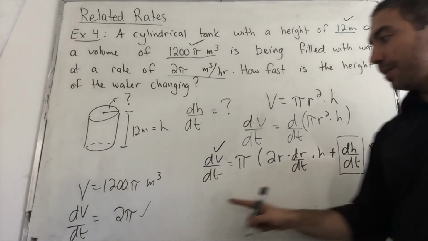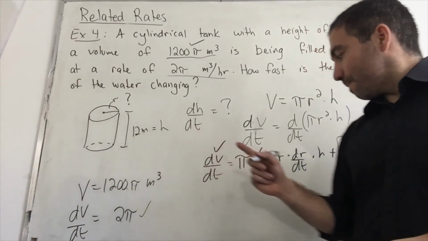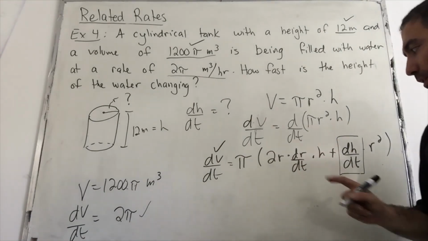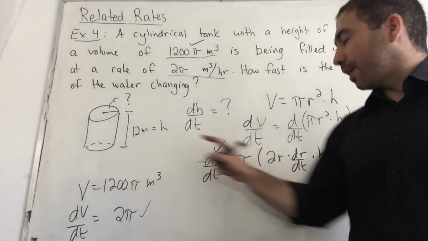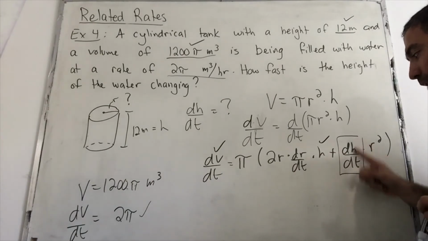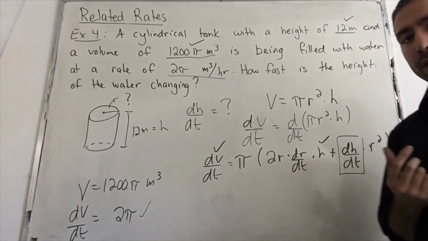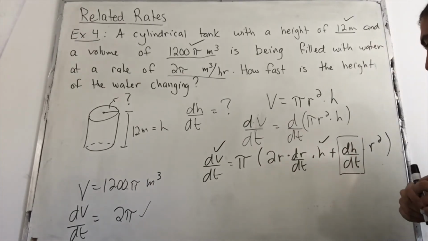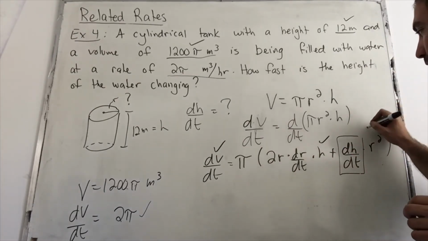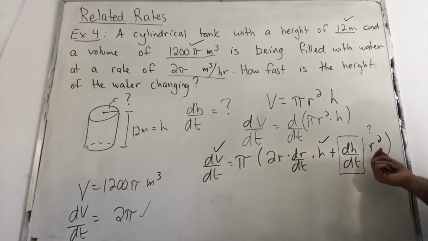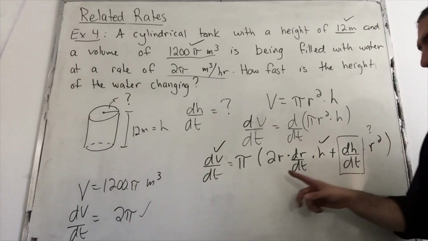Do we have dr/dt? dr/dt wasn't given. Do we have the height? Yeah, the height we have is 12. Then we have plus dh/dt, which is what we're looking for. And then we're left with r squared. So r squared is the radius squared, which again, we don't have. So how are we going to find the radius?